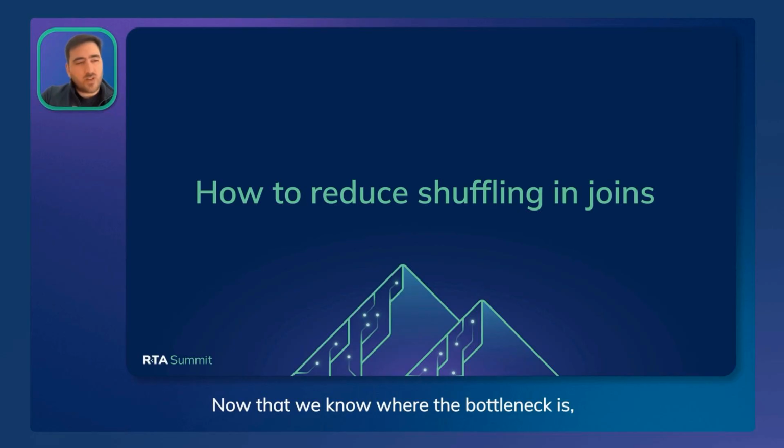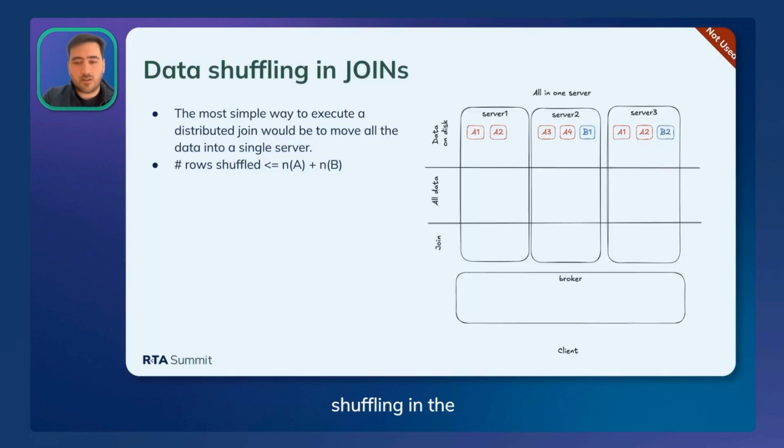Now that we know where the bottleneck is, there are several techniques we can use. One of them is to try to reduce the shuffling of rows. Shuffling can happen in different places. The most important one is on joins, because that is usually where more rows are moved from one server to the other, and also the place where we can apply more optimizations.